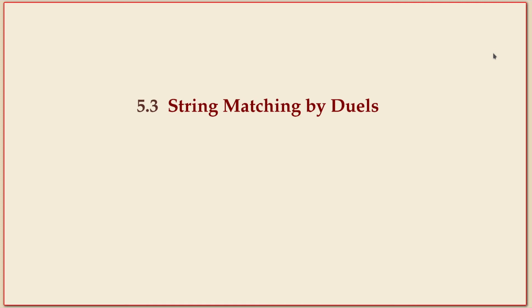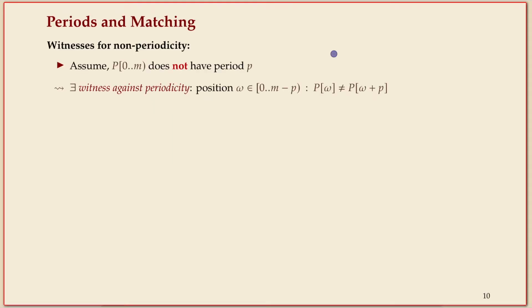In the next subsection of this unit, we'll put these two things together, the ideas from simple methods of how to parallelize string matching and this new concept of periodicity of strings. And it will lead to something that's called string matching by duels. If that doesn't sound exciting, I don't know what. Let's see where that comes from.